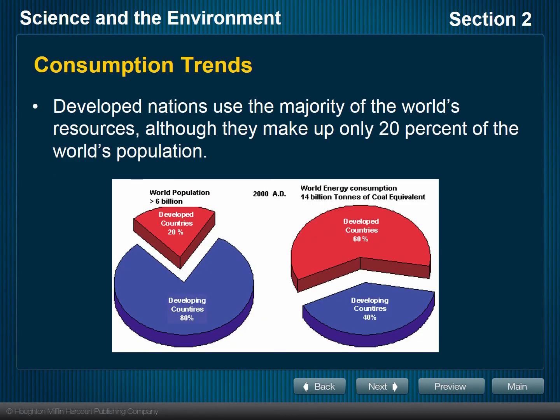To support the higher quality of life, developed countries are using much more of Earth's resources. These pie charts show you developed nations are using the majority of the world's resources, even though they make up only 20% of the world's population. The rate of consumption creates more waste and pollution per person than in developing countries.